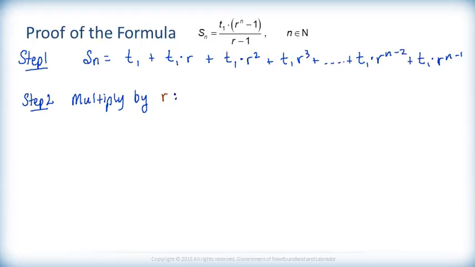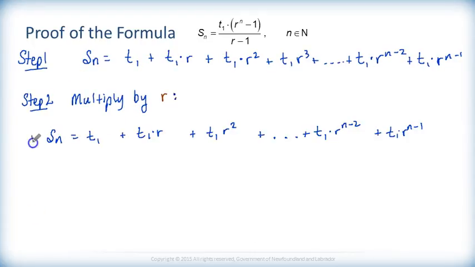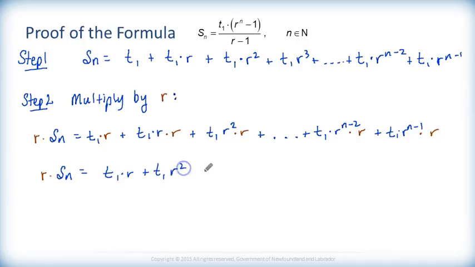Our second step is to take all of that and multiply it by r. So in other words, I multiply the left side here by r, and then every single term gets multiplied by another r. Like so. Let's see what that does. That means r times S sub n is equal to term 1 times r. Then we get an r squared here for the next term, plus T1 r cubed for the next one. So all the exponents on the r's are going up by 1 from what they were before.